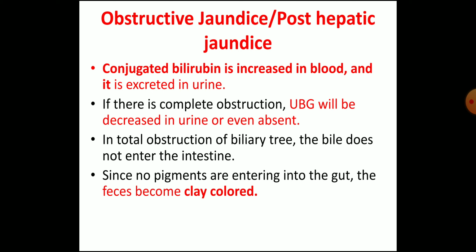So the bile pigment, the conjugated bilirubin, cannot enter the intestine for excretion through the feces as stercobilinogen, or through enterohepatic circulation as urobilinogen, so the urobilinogen level will be decreased. In total obstruction of the biliary tree, the bile does not enter the intestine. That is what is happening. And since no bile pigment enters the gut, the feces become clay colored. So after conjugation through bile, it has to reach the intestine, and there deconjugation and reduction occur, forming the urobilinogen and stercobilinogen, which give the color to the feces. But if there is obstruction, it is not going to the intestine, so the color of the feces will be clay colored.